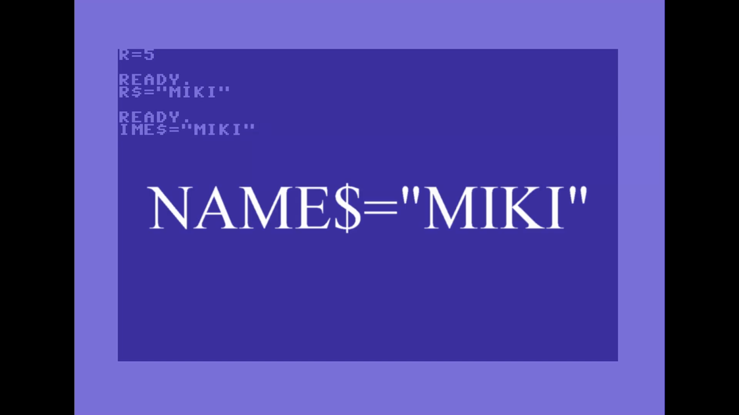Numerical variables are denoted by letters or words, and their value is assigned through commands or simply with the equal sign, e.g. r equals 5 or result equals 5. Text variables are also denoted by letters or words, but the $ sign is added to them. Their value is also assigned through commands or with the equal sign, and quotation marks are used, e.g. idol$ equals "Miki" or name$ equals "Miki".